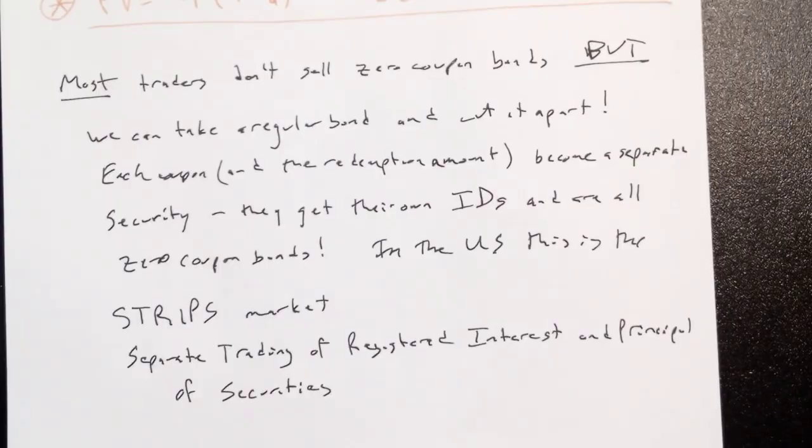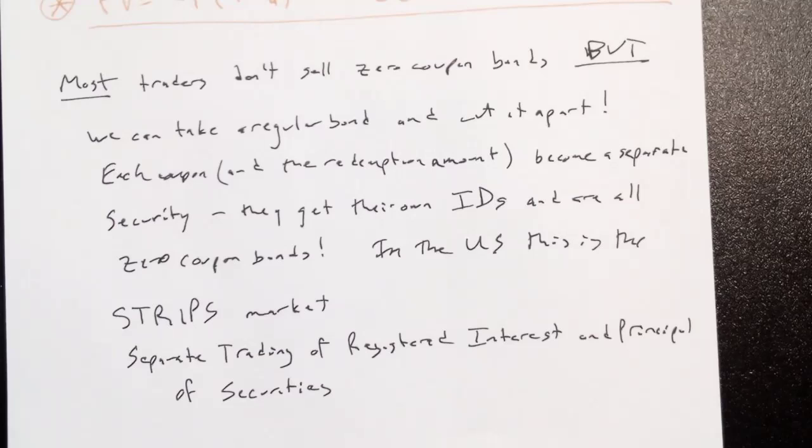I have a 26-year bond. I know that's an odd number. I promise there's a reason for it. 26-year bond, semi-annual coupons. How many coupon payments do I have? 26 times 2.